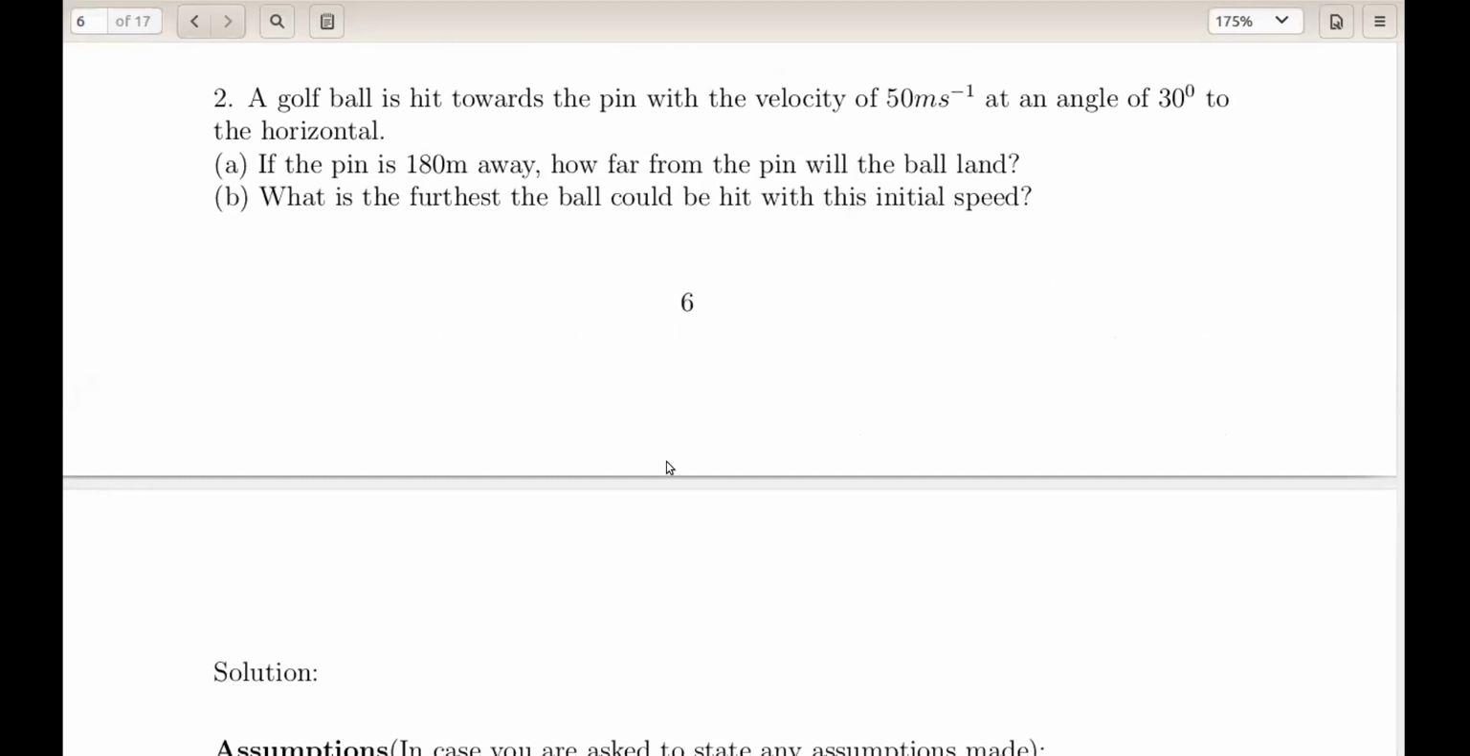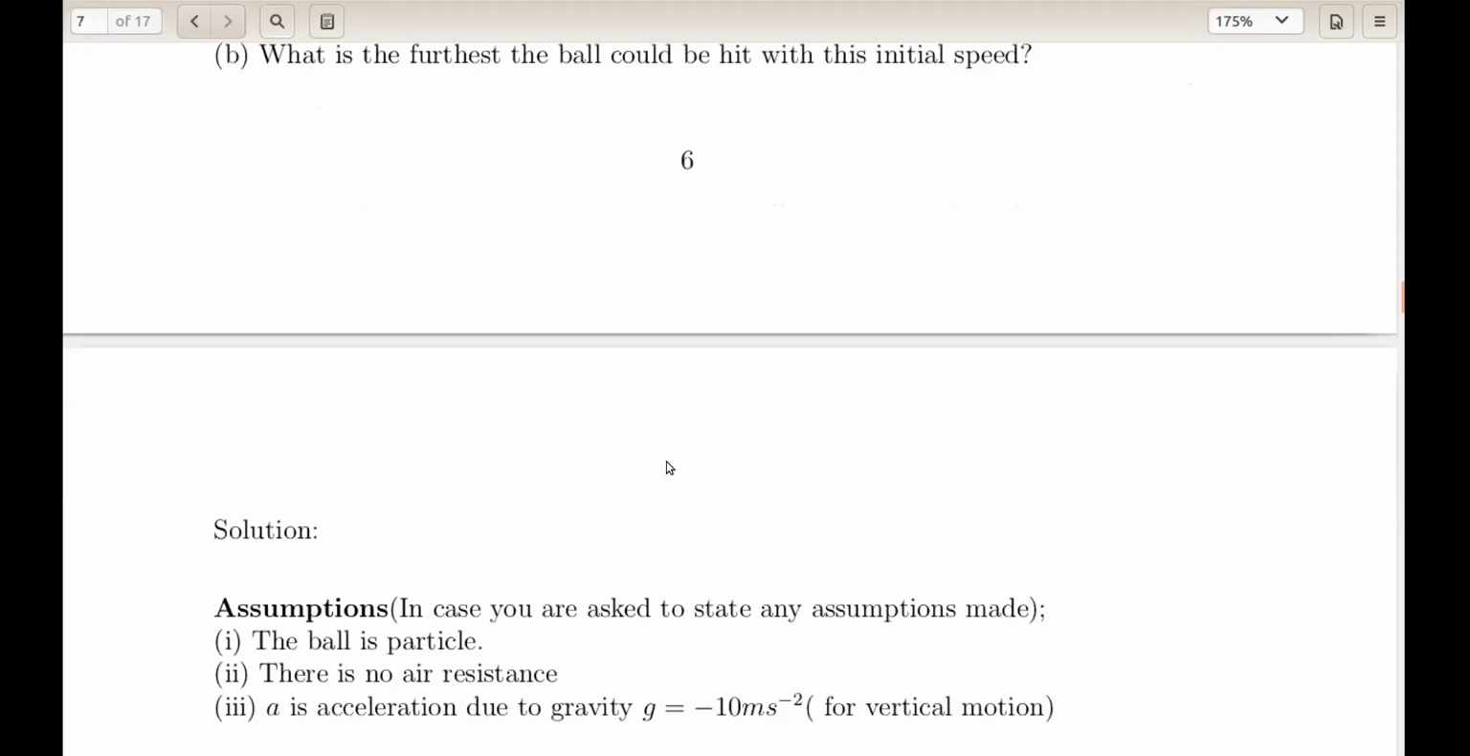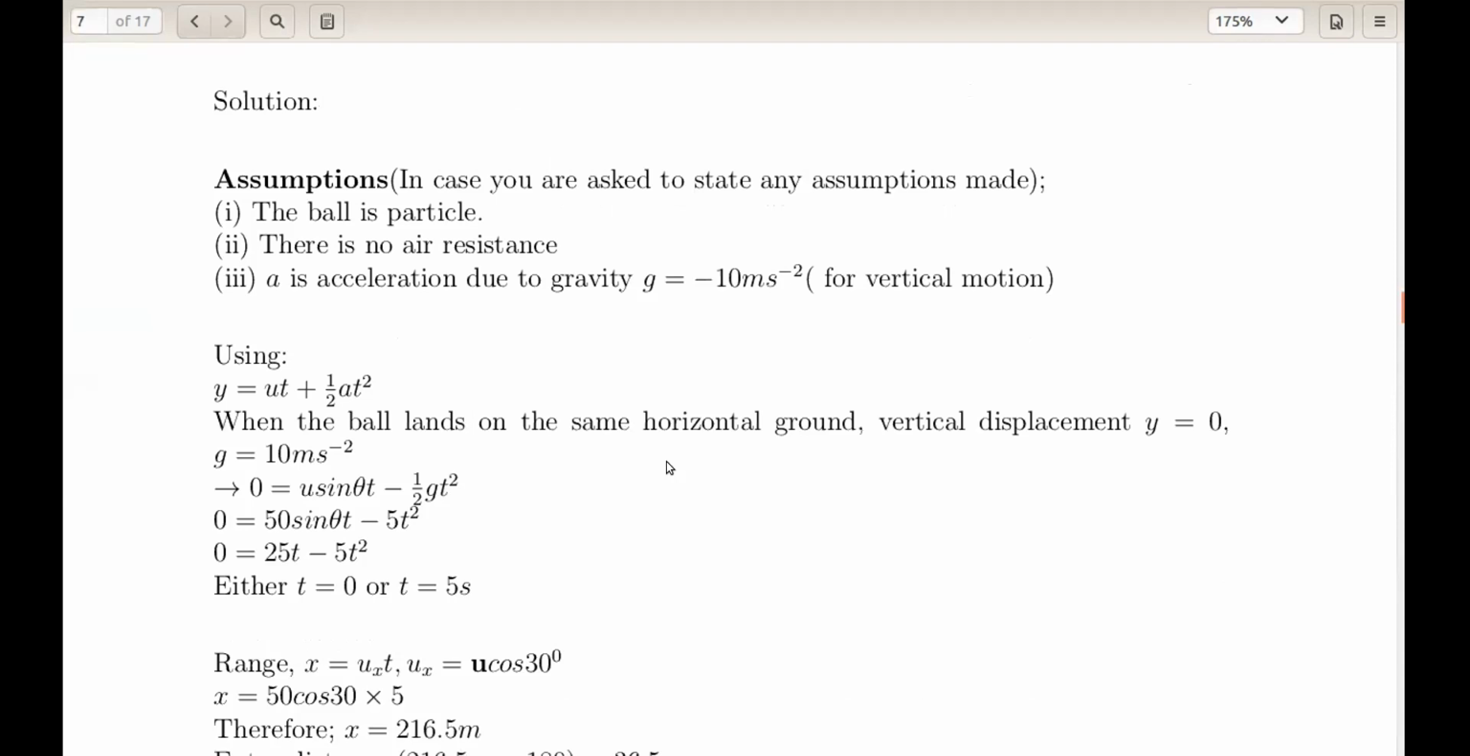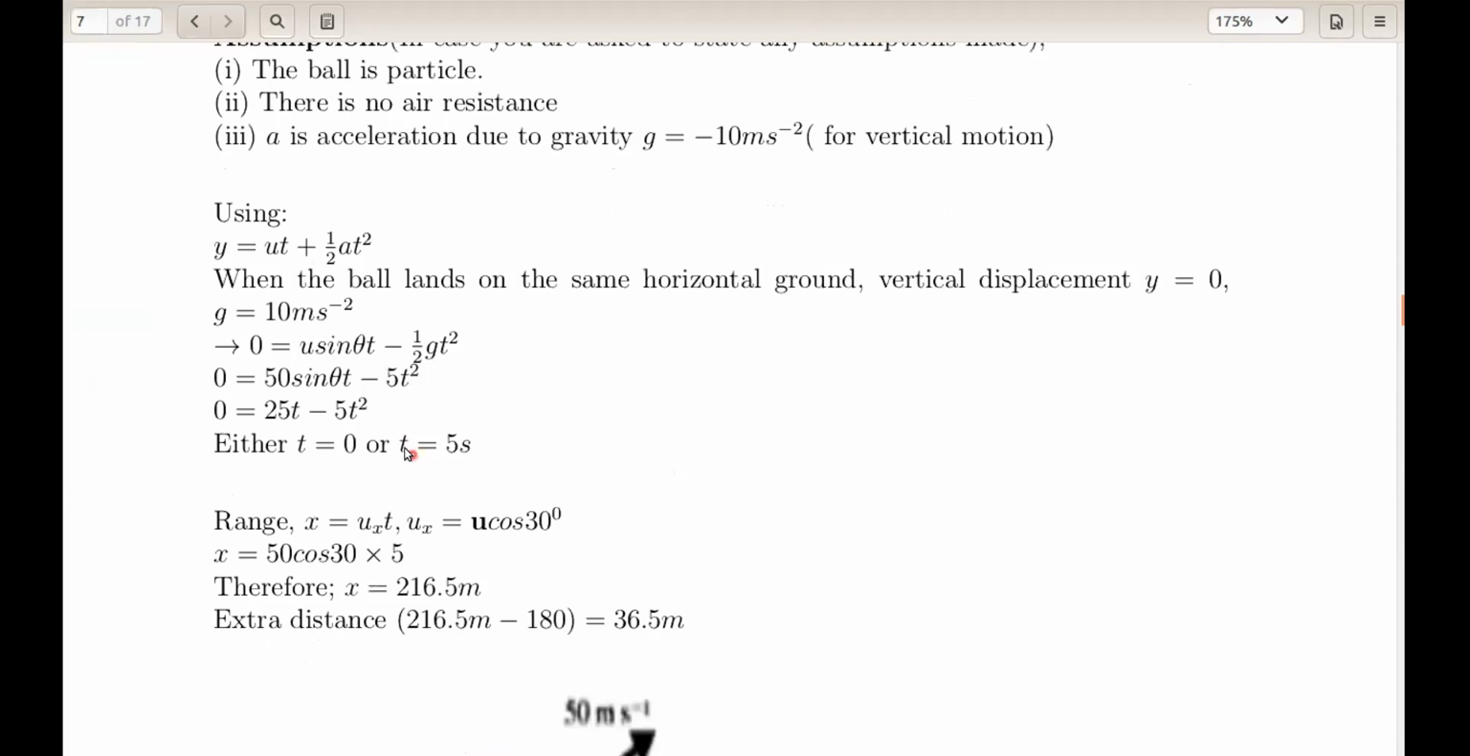Then, what is the farthest the ball could hit with this initial velocity? The farthest, they mean maximum range. So I give you the assumptions. In case a question asks for the assumptions, feel free to say that we can assume the ball to be a particle, we can assume that there is no air resistance, and we can assume acceleration due to gravity is equal to negative 10 meters per second squared for vertical motion. So these assumptions come in only if a question asks, but you are not obliged to state them. So I guess we have noted down some things.